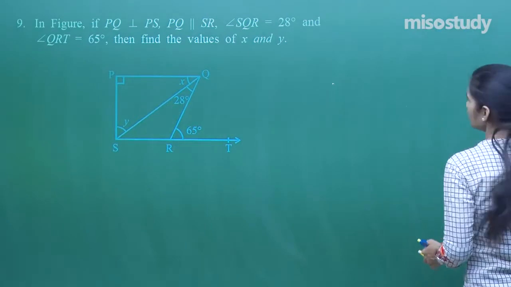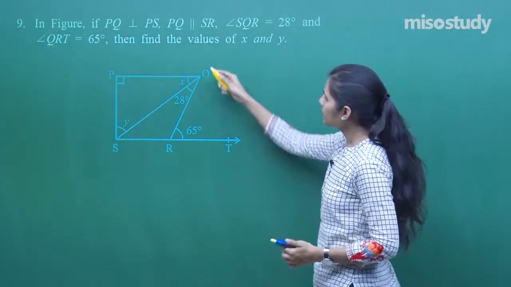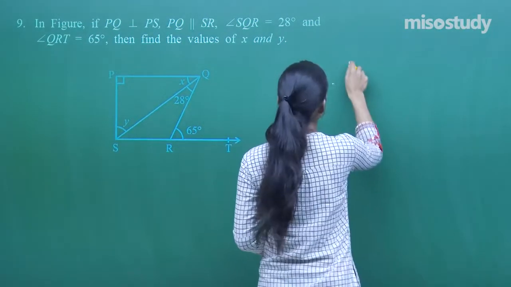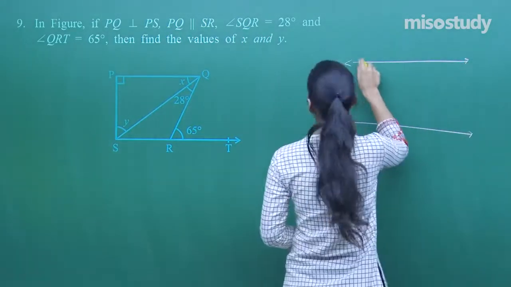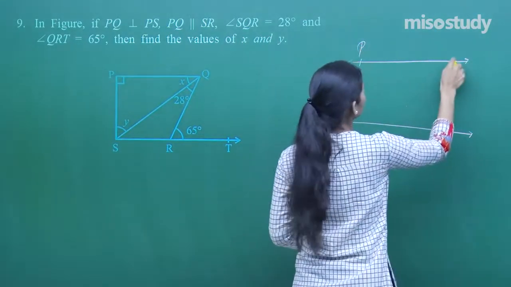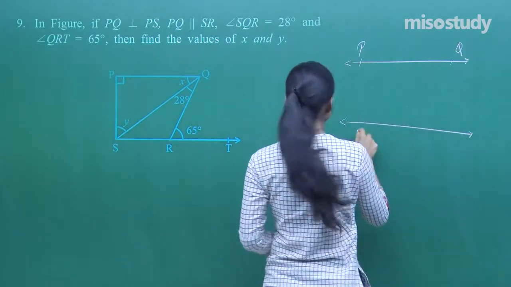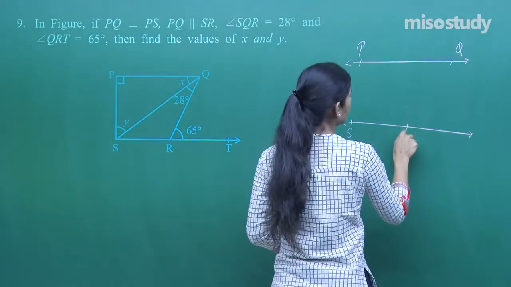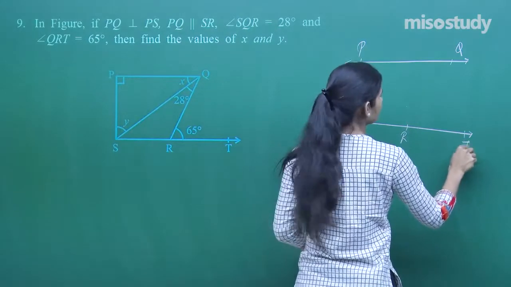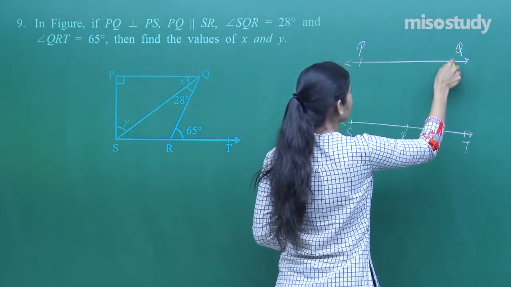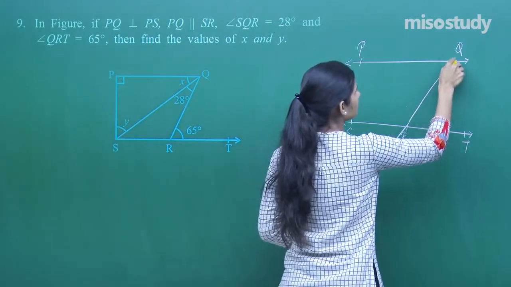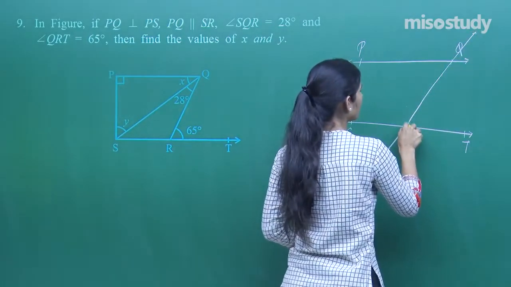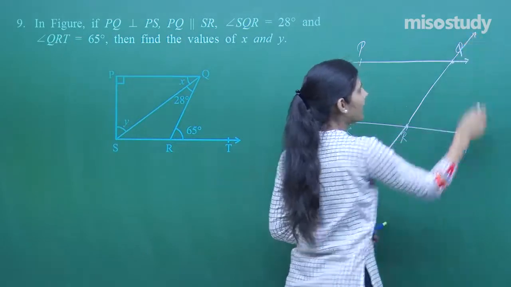Next question says that here in this figure we need to find the value of again X and Y. It's given that PQ is parallel to RS. So if you have this parallel to this, so somewhere here is P, say this is Q, this is S, this is R, this is T, and you have something like this.